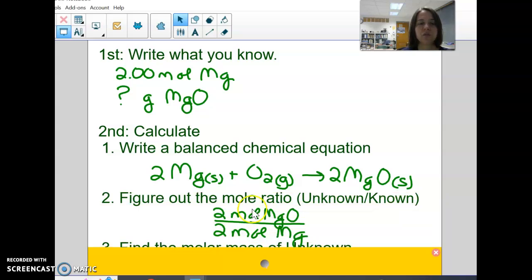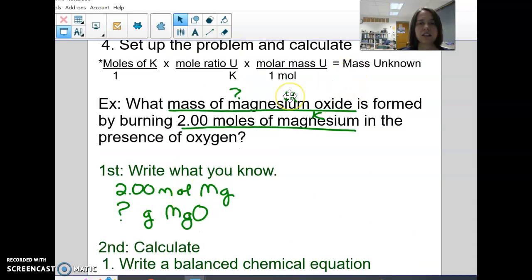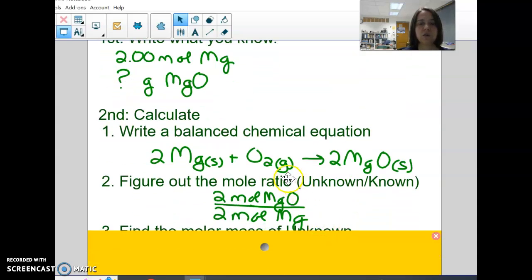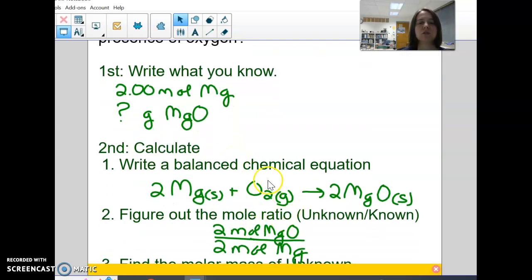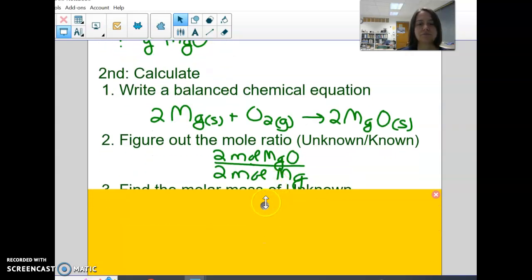Then we're going to figure out the mole ratio, which remember comes from this balanced chemical equation. Our unknown is magnesium oxide, so we put that one on top. 2 moles of magnesium oxide are going to react with 2 moles of magnesium, and I do see that this is the same as that, but it is very rarely the same, so always make sure you get your mole ratios from your balanced chemical equation.